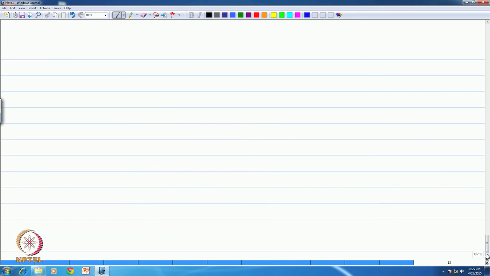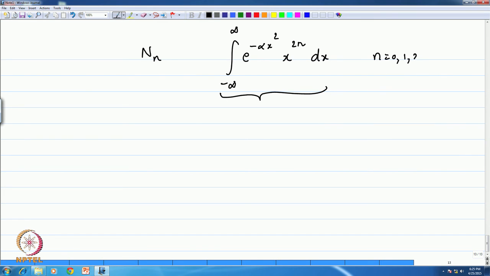In a similar fashion, one can calculate any N by having the normalization constant evaluated using these types of integrals, e to the minus alpha x square, x raised to 2n, from minus infinity to plus infinity dx. If we know the value of this integral for all values n equal to 0, 1, 2, 3, etc., then it is possible for you to calculate the normalization constant N.